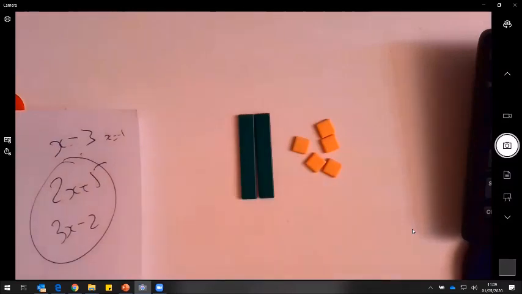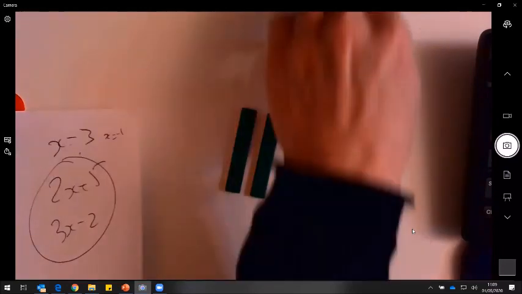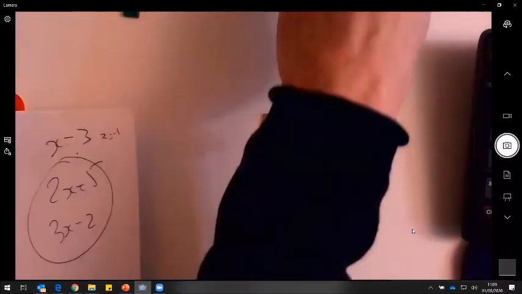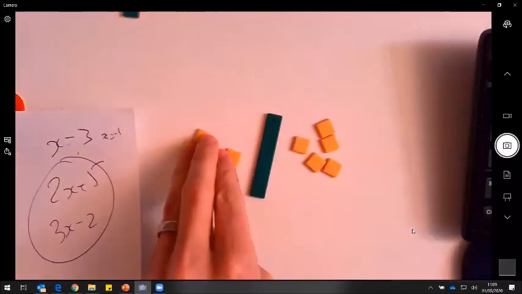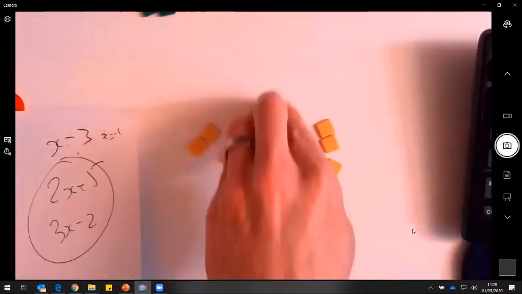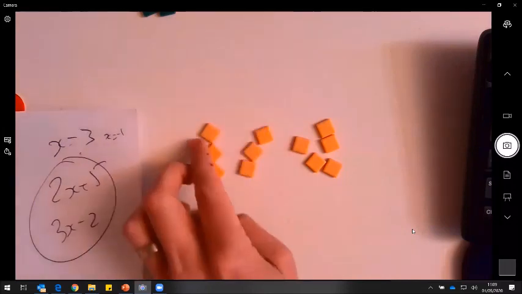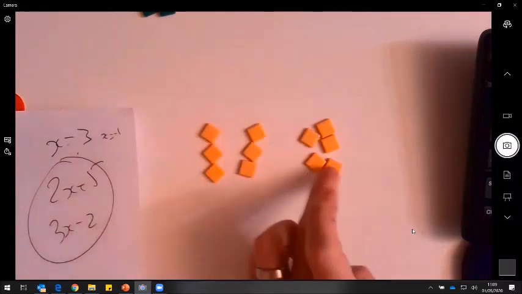Now, substitution is just like when a footballer is removed and you replace him with someone else. You're substituting. I'm going to replace the x with 3. So I'm going to remove an x and put 3 tiles in, and remove another x and put 3 tiles in. I've made a mess, but what have I got now? I've got 3, 6, plus the 5.